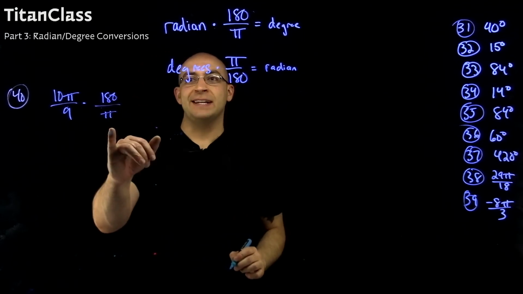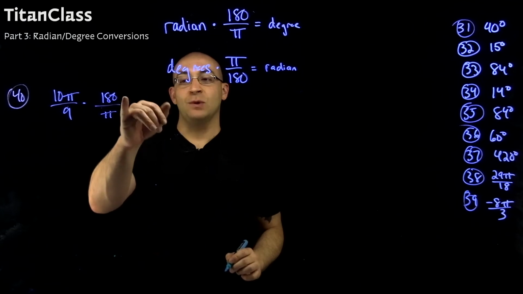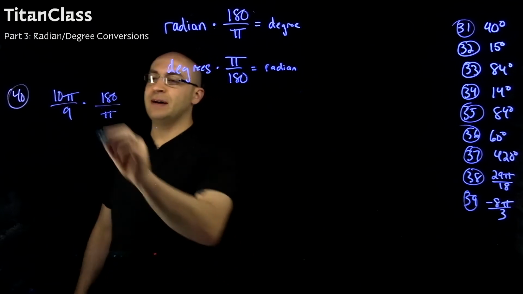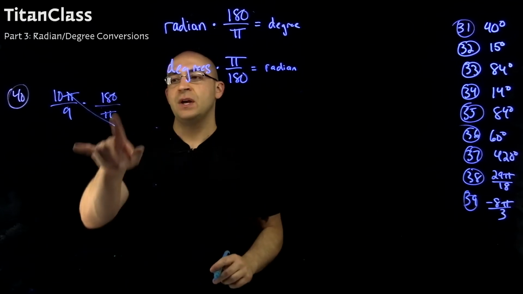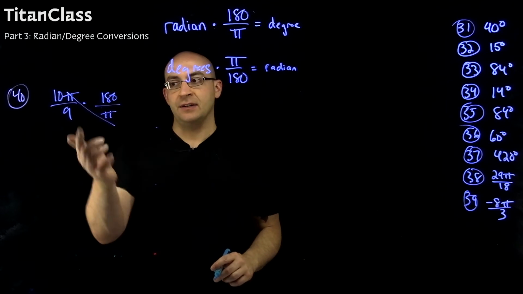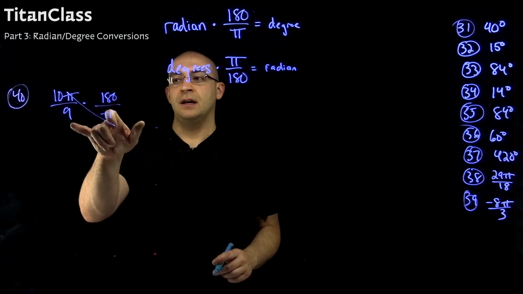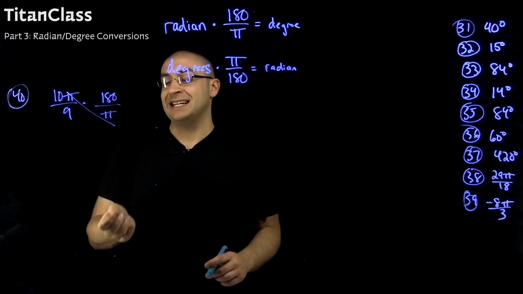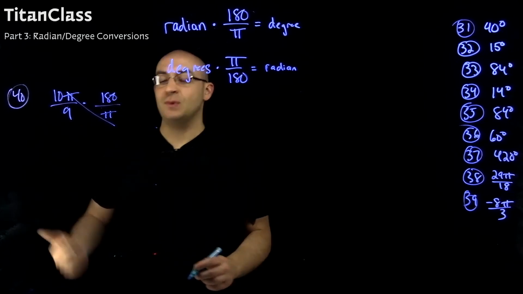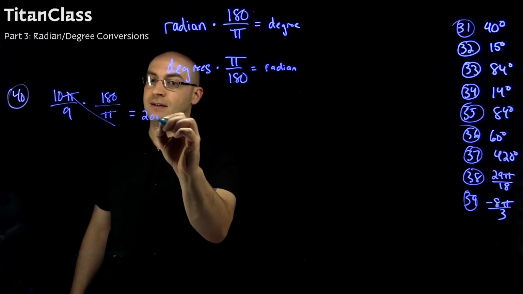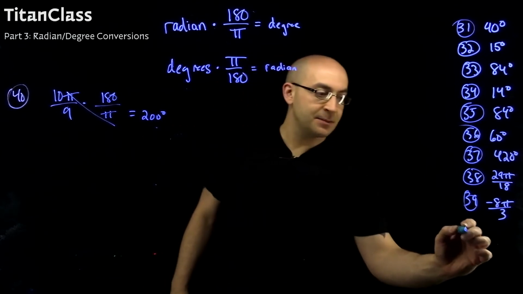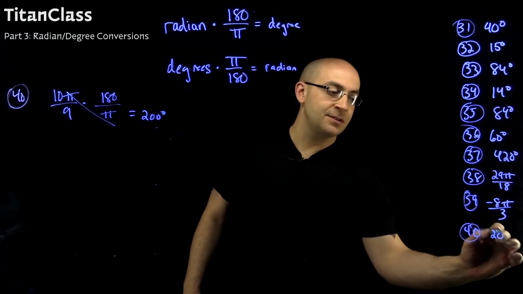Radian measurement, I want to get to degrees, so I'm going to multiply by 180 over pi, because again, I'm trying to get rid of the pi measurements. Let's have them cancel. Cross cancellation makes this a lot easier. I could certainly multiply 10 by 180 and make a mess, but I know that 9 will go into 180 20 times. So let's just do 10 times 20, which is 200 degrees. Right. So number 40 is going to be 200 degrees.